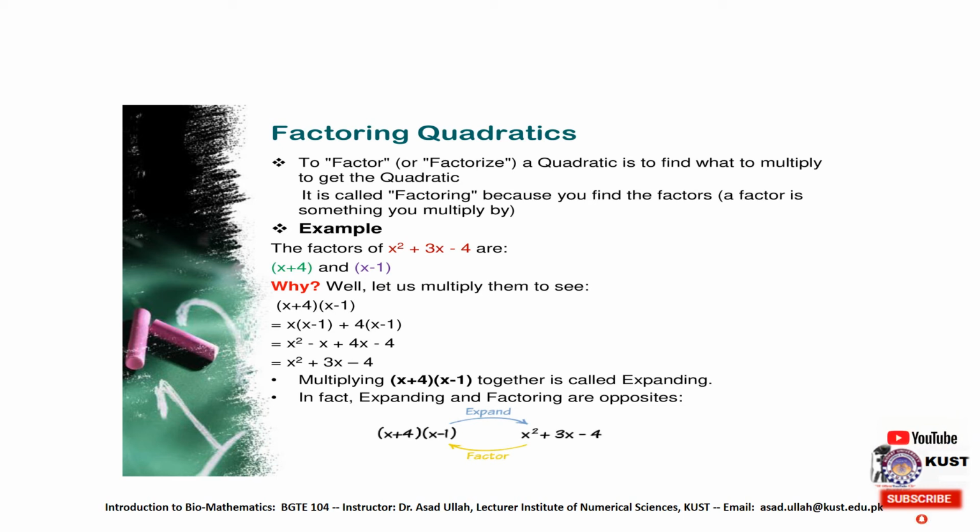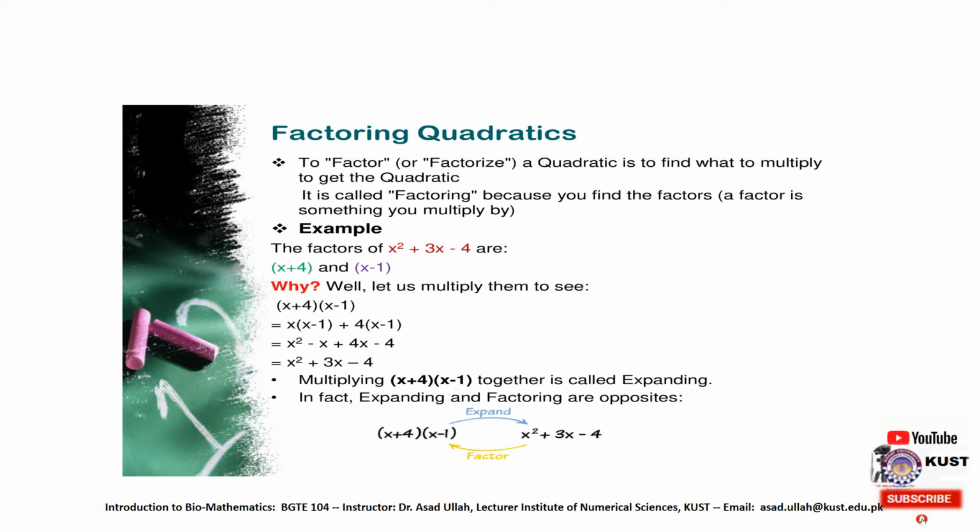Now to find the linear factors, we have to multiply minus 4 with the coefficient value of x square, which is equal to 1 in this case. So we get minus 4. Now we have to find two values, the multiplication of which should be equal to minus 4, and by adding those two values we should get the coefficient value of x, which is equal to 3 in this case. So those two values are minus 1 and plus 4.